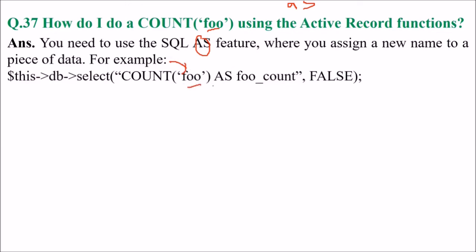This is the column name, the name by which you want to name that column, and then say false.